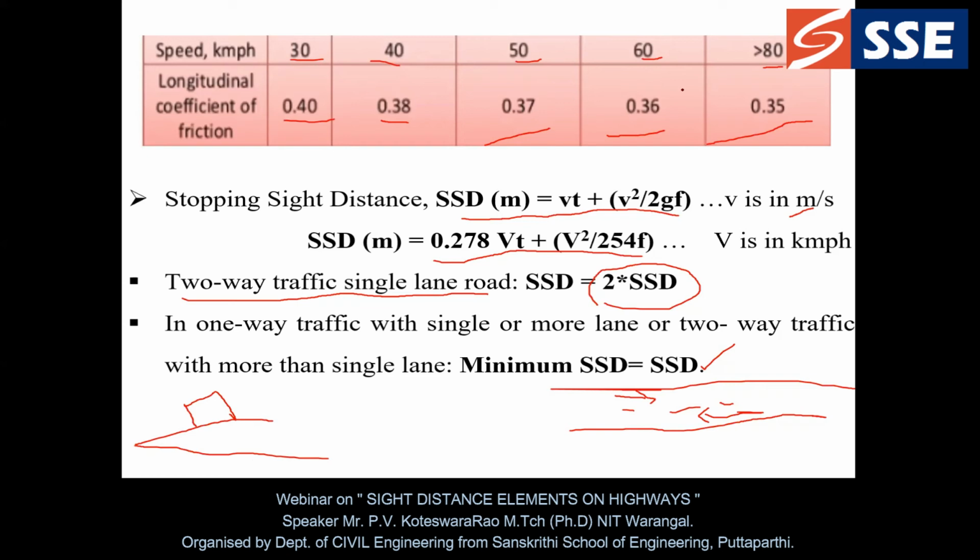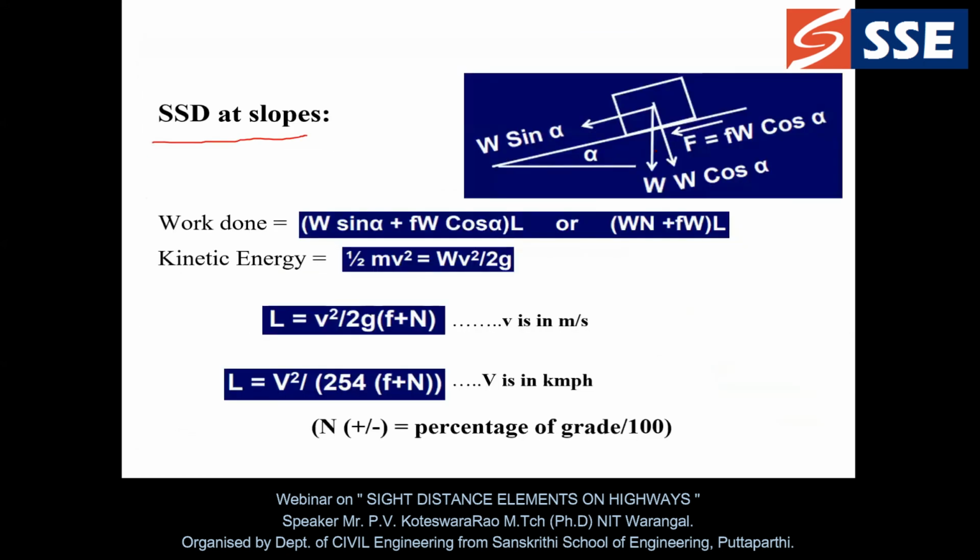So this is the diagram. We have our vehicle, and the total weight W acts vertically downwards, but we have an angle of alpha with the slope. Then the horizontal and vertical components of the weight are W sin alpha and W cos alpha, and the friction component is f W cos alpha. So here we need to go for the work done. Work done is nothing but this one plus this one, and the kinetic energy is the same, half m v square.